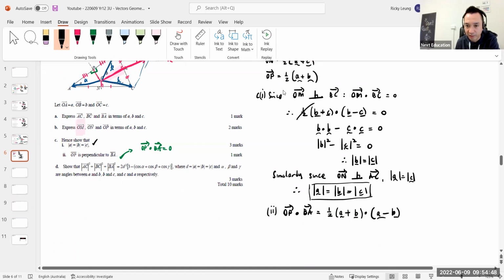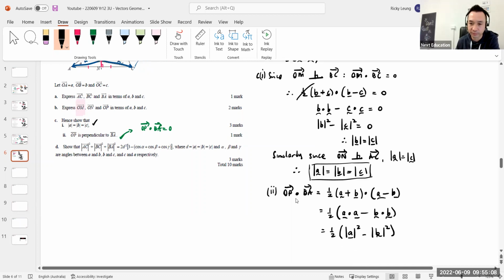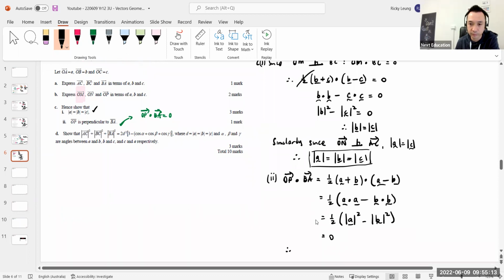Once again, expanding that would just be a half A dot A minus B dot B, unsurprisingly, which is a half of the magnitude of A squared minus magnitude of B squared. And since A equals B, this equals 0. Therefore, OP is perpendicular to BA.